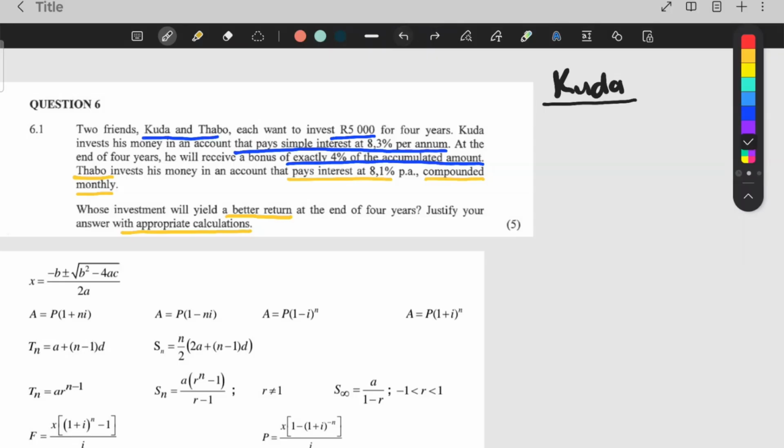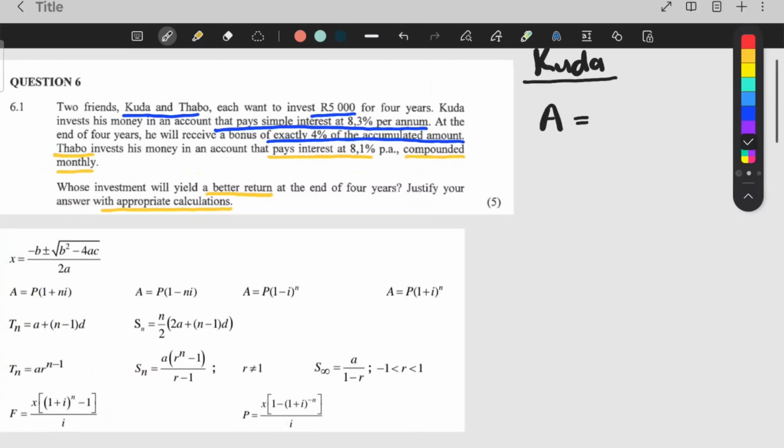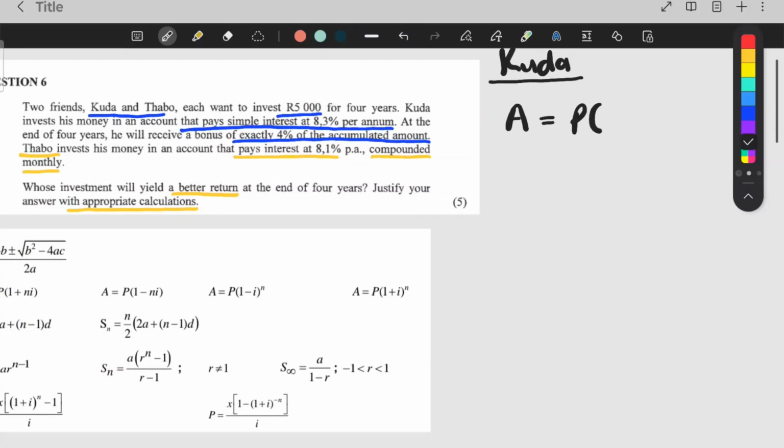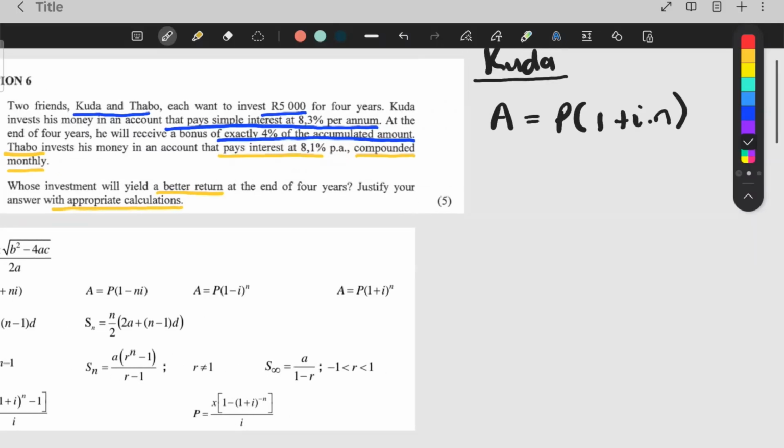Okay, so Kuda is investing his money in an account that pays simple interest. So it's this formula over here. That's simple interest. This one is compound interest. Okay, so let's write our formula down. A is equal to P, open bracket, 1 plus i times n. A is the accumulated amount.